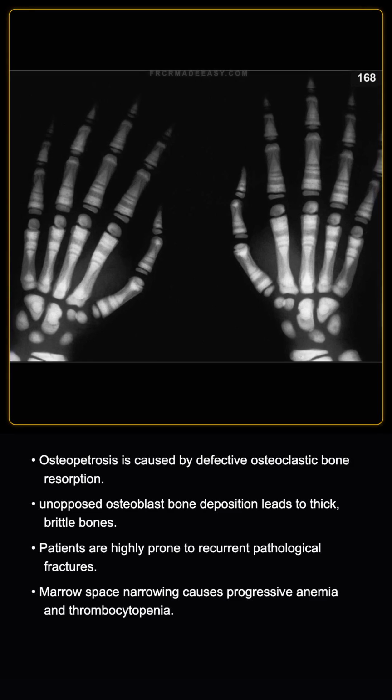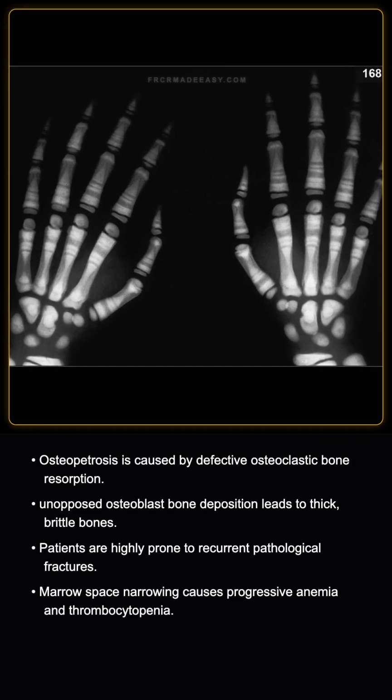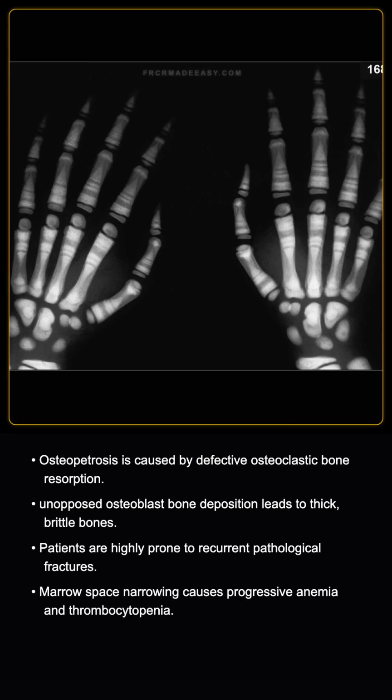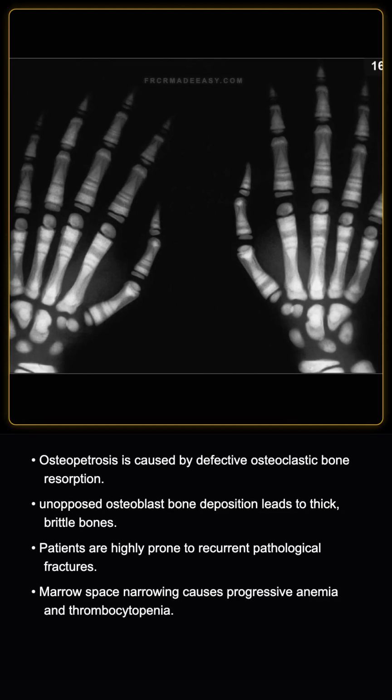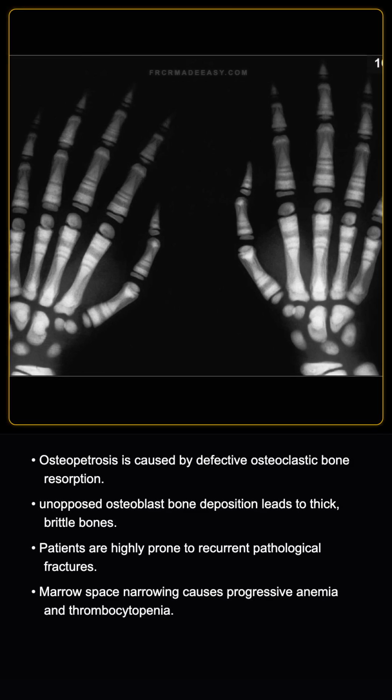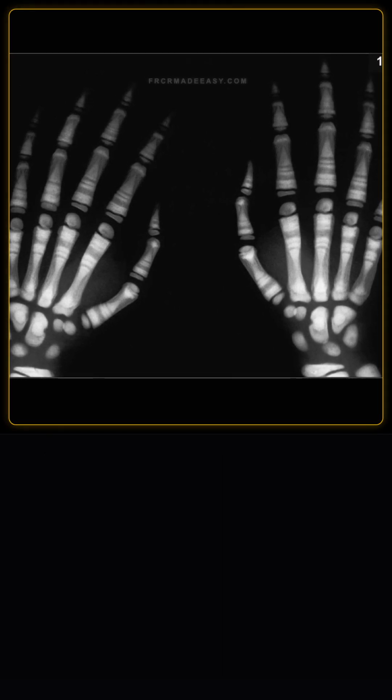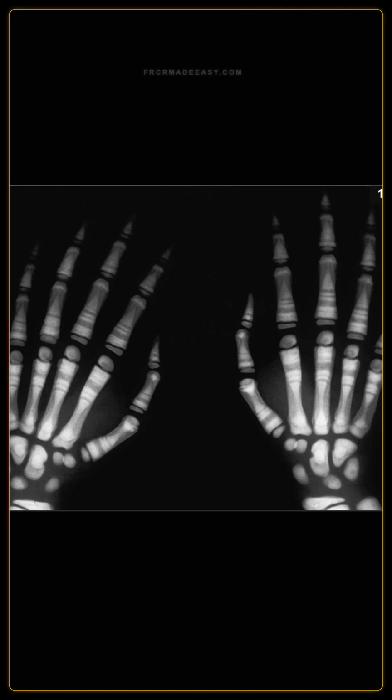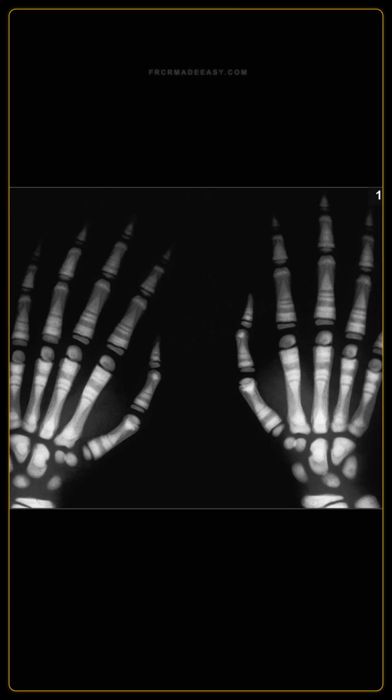The progressive narrowing and obliteration of the medullary cavity also leads to bone marrow failure, resulting in severe anemia, thrombocytopenia, and extramedullary hematopoiesis. What are the other characteristic radiological signs of osteopetrosis that we should look for in other skeletal regions?